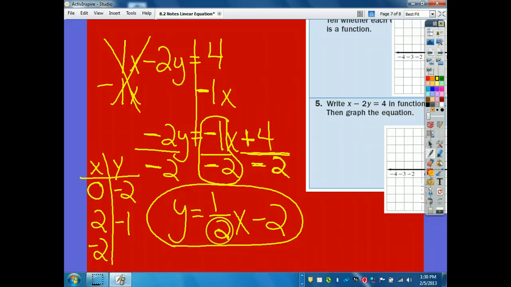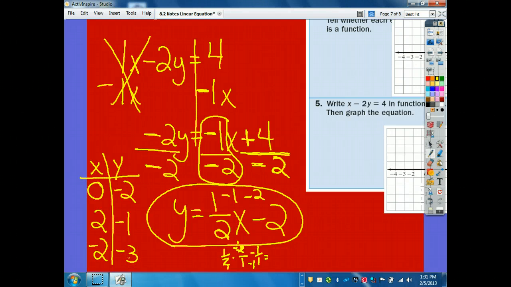Okay? So 1/2 times a negative 2 is what? A negative 1 over 1, which equals a negative 1. So 1/2 of a negative 2 is a negative 1. What's negative 1 minus 2 then? Negative 3. Okay, are we good?